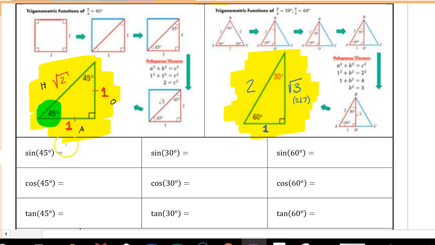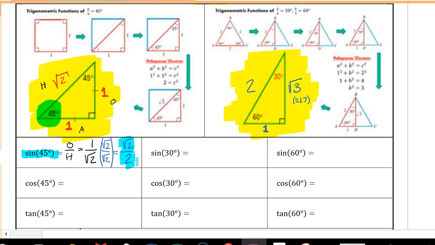So if I asked for the sine of 45, that is the opposite over the hypotenuse, which is 1 over the square root of 2. Now, in professional math, we don't like square roots in the bottom, so to write it more formally, I'm going to rationalize the denominator by multiplying the top and bottom by square root of 2. Square root of 2 times the square root of 2 just ends up being a 2, and square root of 2 times 1 is just square root of 2. So my first trig function, the sine of 45, is equal to the square root of 2 over 2.